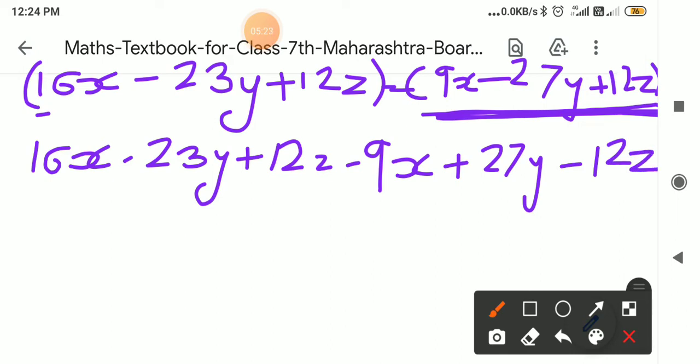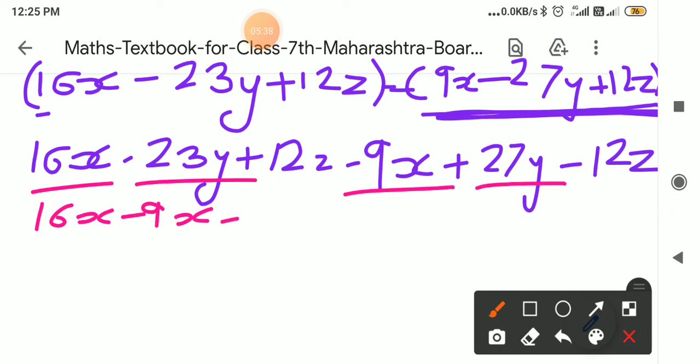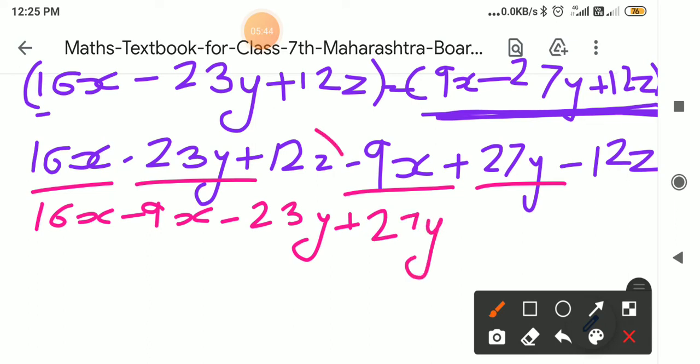Now the next step is to take the like terms together. So 16x and 9x together, 16x minus 9x. Then the y terms we will write together, minus 23y plus 27y. Then we write the z terms together, so here it is 12z and minus 12z.